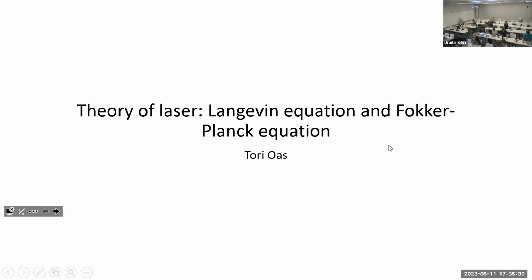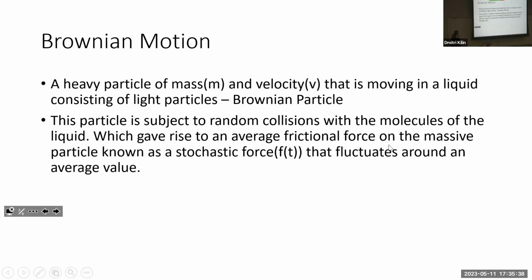Okay, so today I'll be focusing on the Langevin equation and the Fokker-Planck equation. So a tiny bit of background. Both of these equations are based off of a process of stochastics, where Brownian motion is the simplest version.